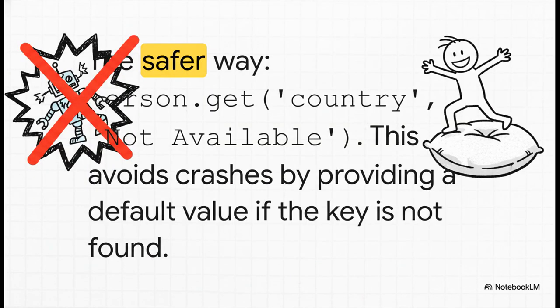Okay, but don't worry, there's a much smarter, safer way to do this. Instead of those square brackets, you can use the .get method. It looks for the key just like before, but here's the magic part. If it can't find it, it doesn't crash.